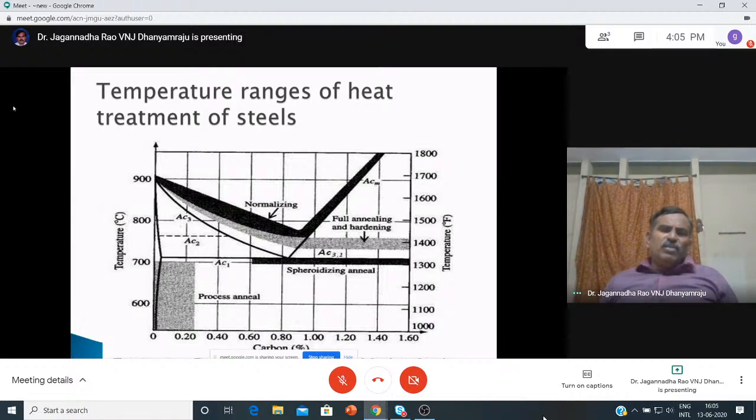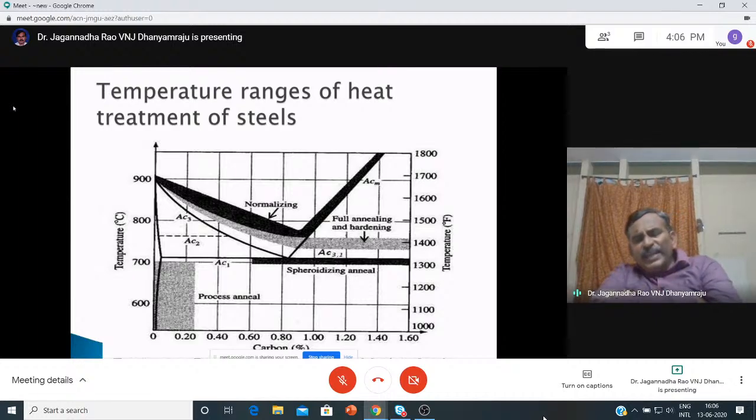And what about the normalizing temperature? See, generally the normalizing temperature is above the annealing temperature, and here the black region represents the normalizing zone, and it is above the upper critical temperatures for hypoeutectoid steels and hypereutectoid steels. So that is your black color. Understand? And of course, you can see the hardening temperature also.